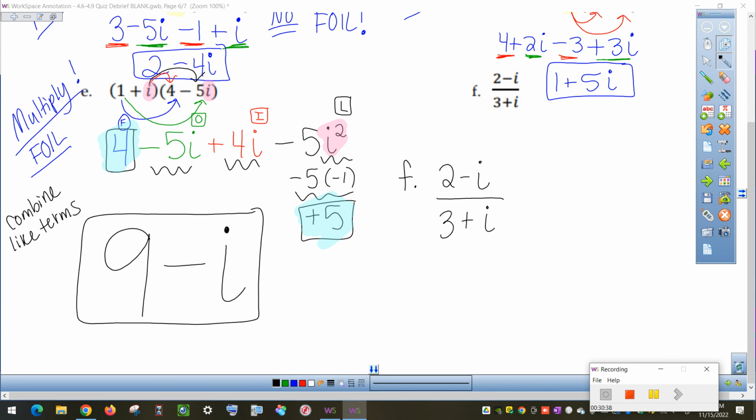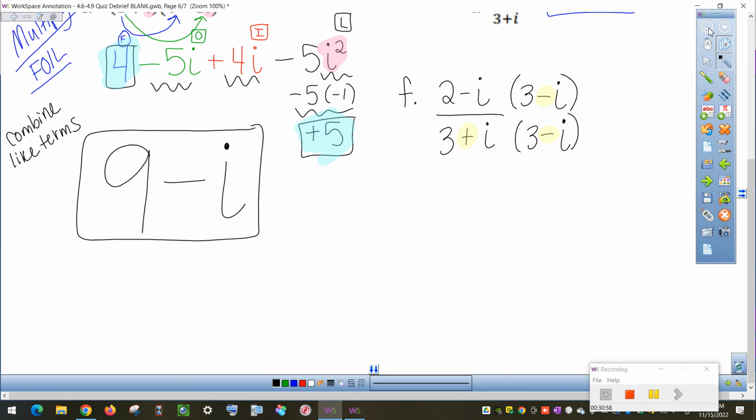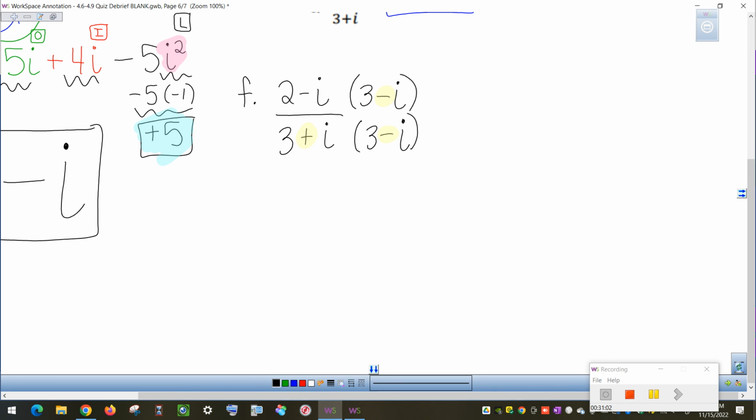Okay, so a lot of you did great on the first step here. The first step is to multiply the numerator and denominator by the conjugate of the denominator, which is everything the same, but with the opposite sign. So this is 3 plus i, so the conjugate is 3 minus i. And whatever you do to the denominator, you have to also do to the numerator.